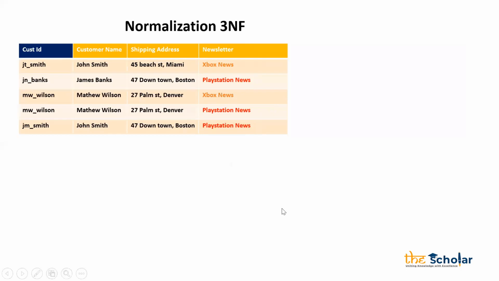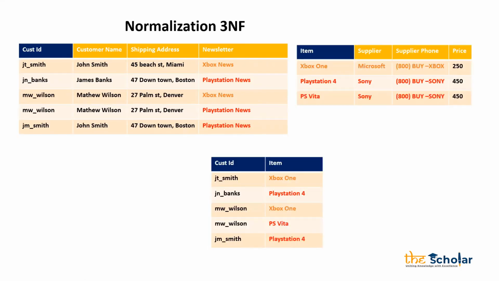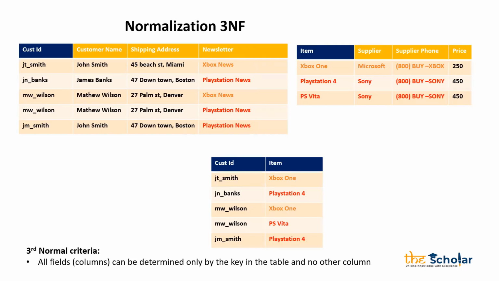Now, once my second normal form is achieved, I have to now achieve the third normal form. Now we already have this table. What is the requirement for the third normal form? All fields, that means columns, can be determined by the key in the table and no other columns, right?